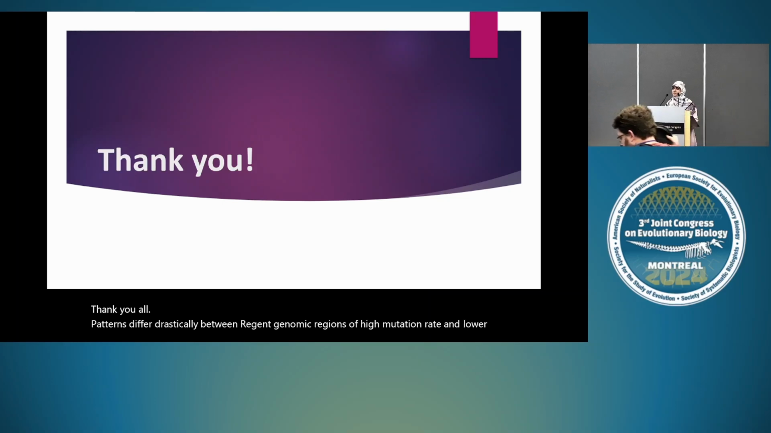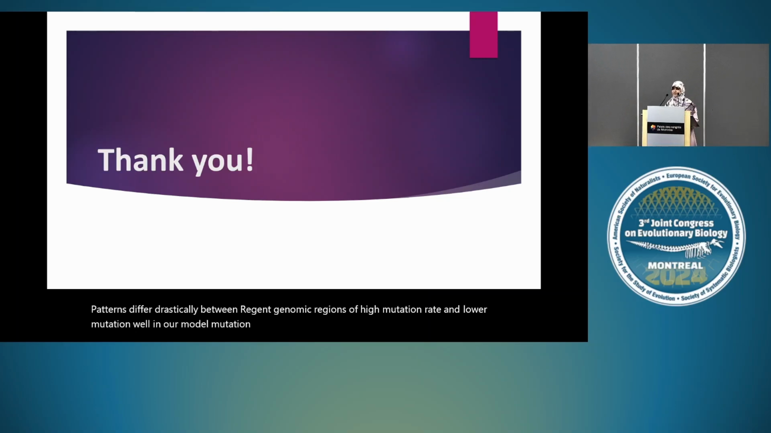Well, in our model, mutation rate was a constant. Therefore, this is an area that we didn't explore yet, but it's a very great question.